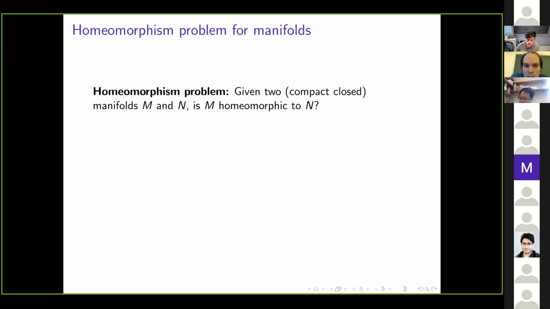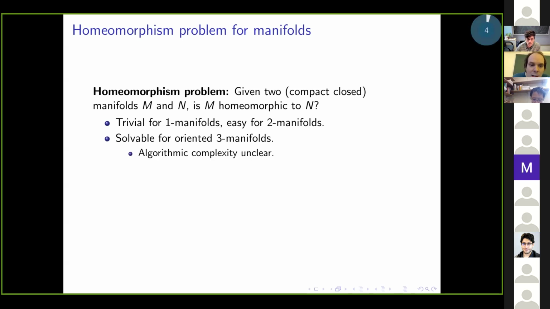So this is what I want to discuss. And let me start with the very easy cases. This is, of course, a very trivial problem for one-manifolds, which are just collections of circles. But it's also a very easy problem for two-manifolds, because we have a classification of surfaces. This is something that makes it easy. This problem is solvable for oriented three-manifolds, but at the moment, I'm only interested in the existence of an algorithm which may decide whether two manifolds are homeomorphic. If I were interested also in algorithmic complexity, this is still a big open question, like what is the real complexity of this problem.